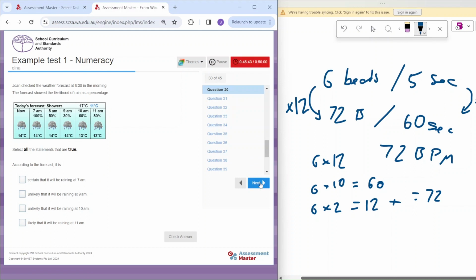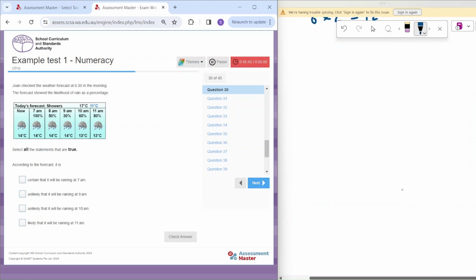Alrighty, and the final question we're going to look at today. Joan checked the weather forecast at 6:30 in the morning. The forecast showed the likelihood of rain as a percentage. Select all the statements that are true. According to the forecast, it is certain that it will be raining at 7 a.m. Yes, that's correct. Why? Because at 7 a.m., it shows a 100% chance of rain. 100% chance means it's absolutely certain. So we have to tick that.